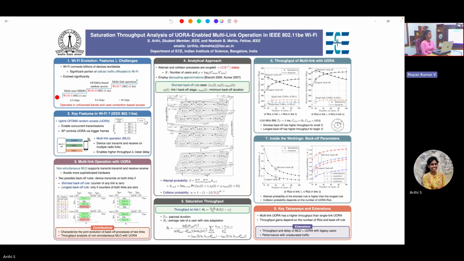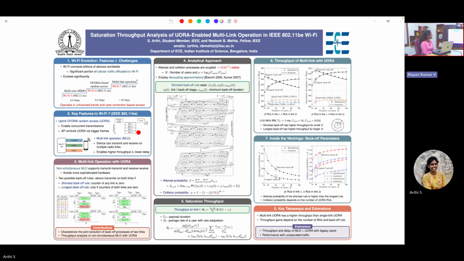operation. Next, let's look at the key features in detail in the Wi-Fi 7 standard, which are uplink OFDMA random access and multi-link operation. In uplink OFDMA random access, the entire channel bandwidth is divided into multiple resource units. And multiple users can transmit simultaneously over these resource units. So this OFDMA-based transmission supports concurrent uplink transmissions in Wi-Fi.